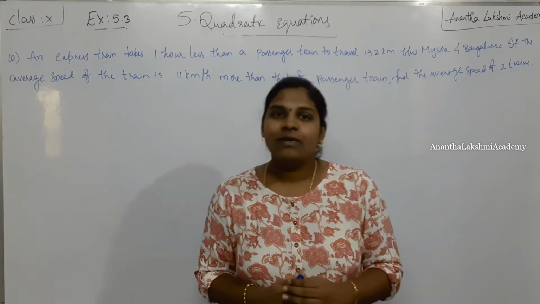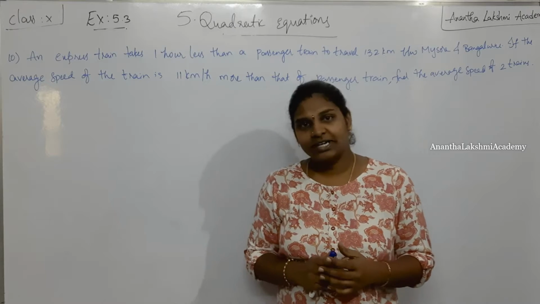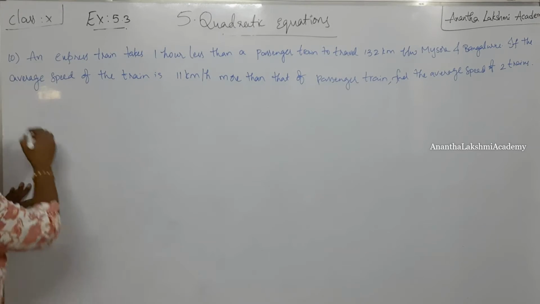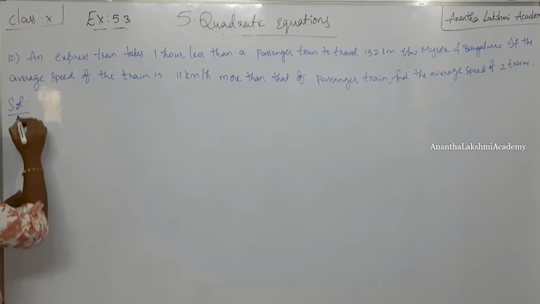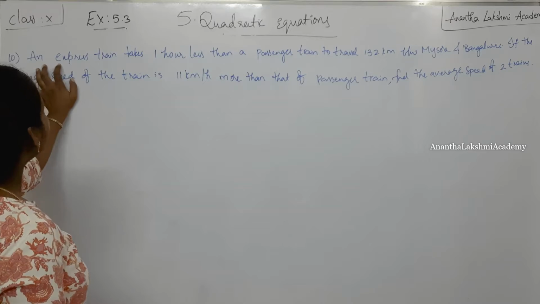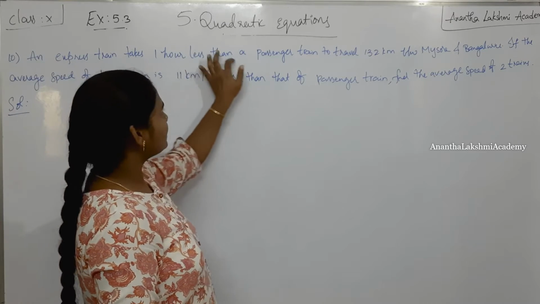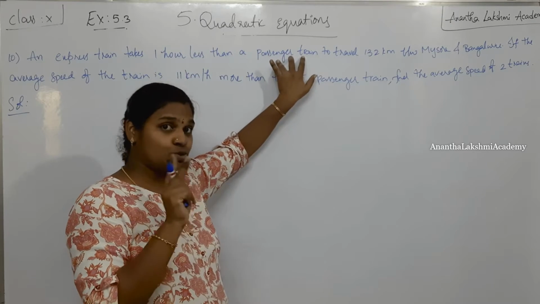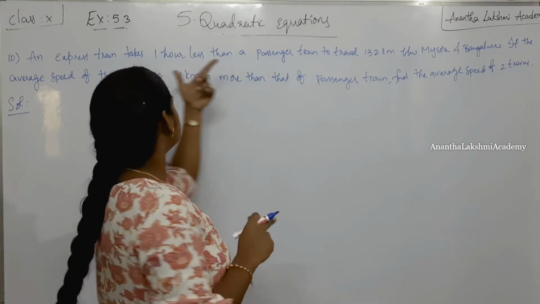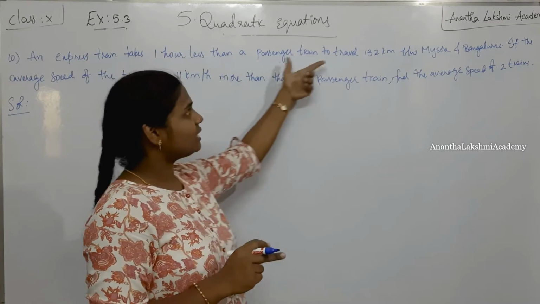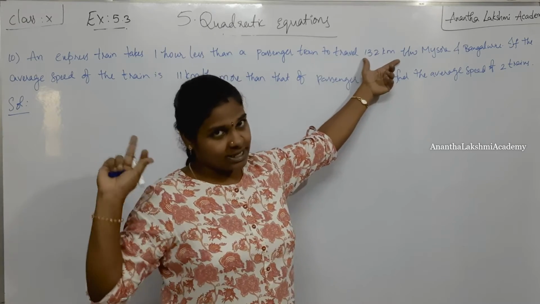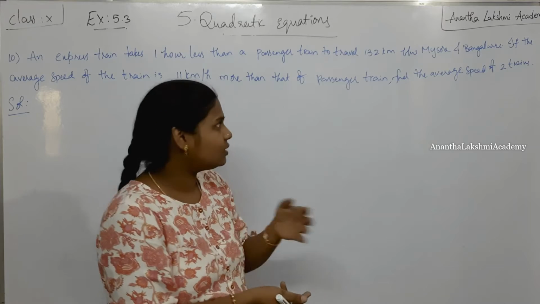Alright, so we have problem number 10 already written on the board. Let me jump into the solution without any delay. In order to write the solution, let us read out the problem first. Here, an express train takes 1 hour less than a passenger train. How many trains? 2 trains are there. One is an express train and the other is a passenger train. The express train takes 1 hour less than the passenger train. Okay, time is given.